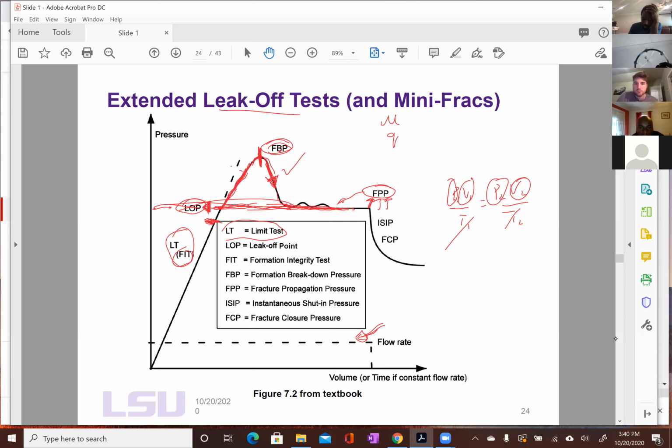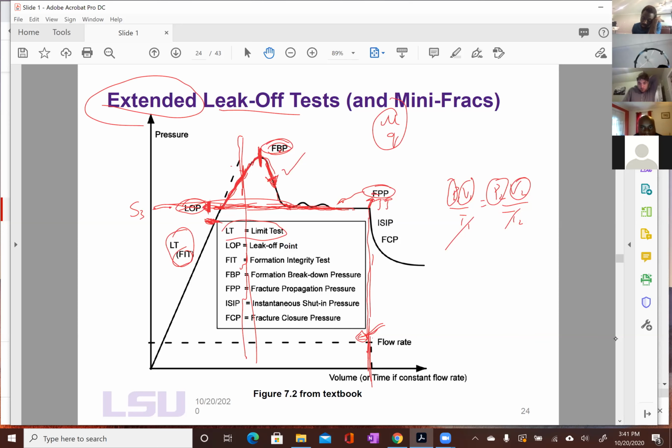And you see why some people like to stop the test here, right? Once they see the leak-off point, they think that's the S3 and they're done. Well, that will work provided your flow rates are low and the viscosity of the fluid is low. Otherwise, they will not line up. And that's why we always recommend to go extended, meaning run it until you see this fracture propagation pressure. Then when you see the fracture propagation pressure, you can stop injecting.